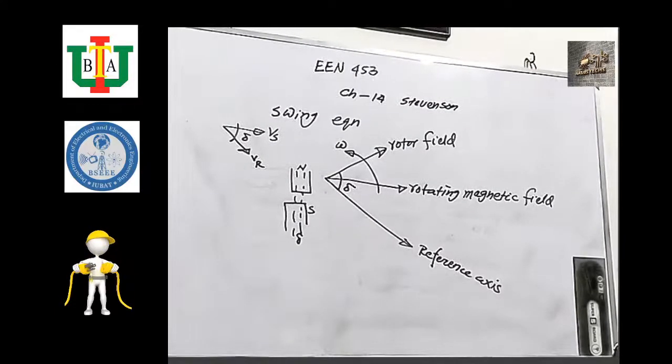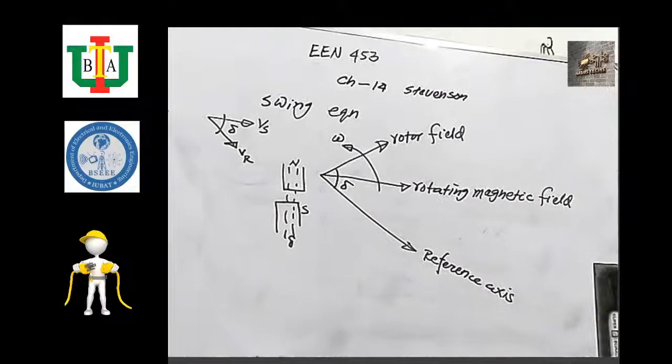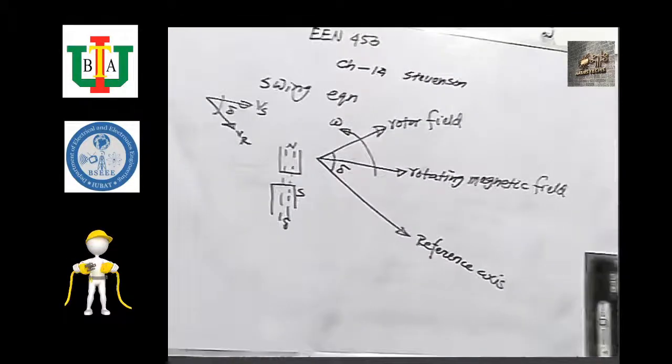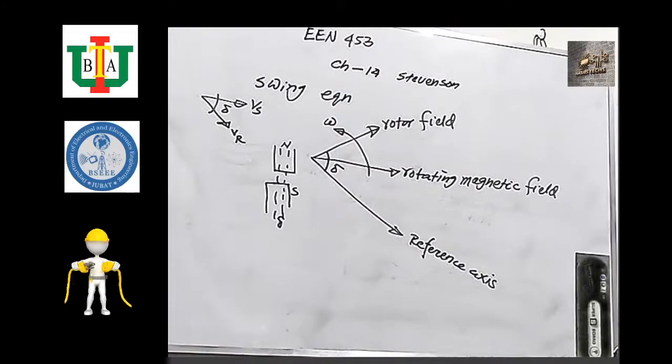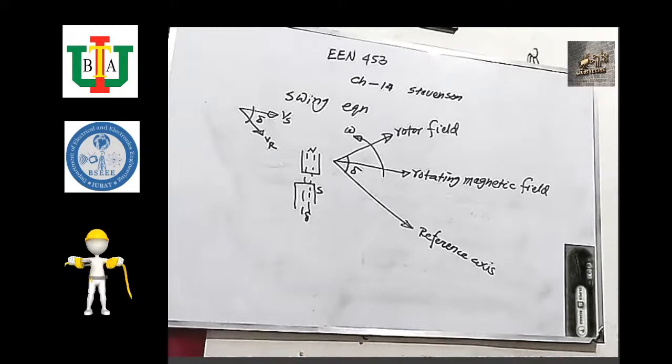You see that I have written something. Here, delta. Delta is the rotor angle or torque angle. I have drawn a north pole and a south pole. You see the reference axis and delta angle. Here, theta. Theta equals omega t plus delta.